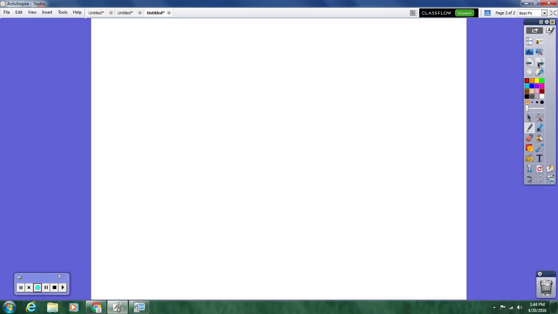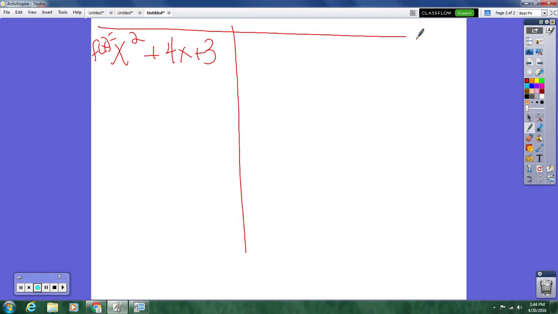Alright, so if we had this equation, f of x equals x squared plus 4x plus 3. If you had that equation, I said, okay, which way does that open, up or down? It opens up, right? Okay, so we know it opens up.